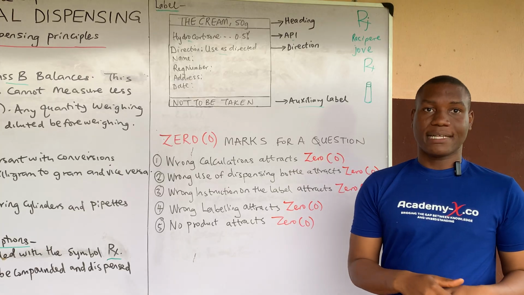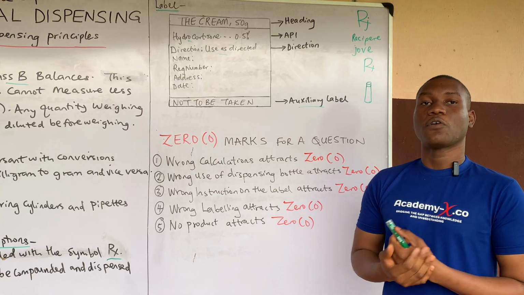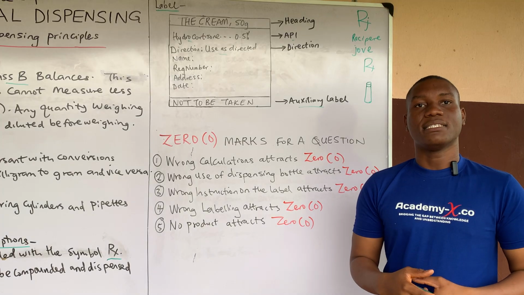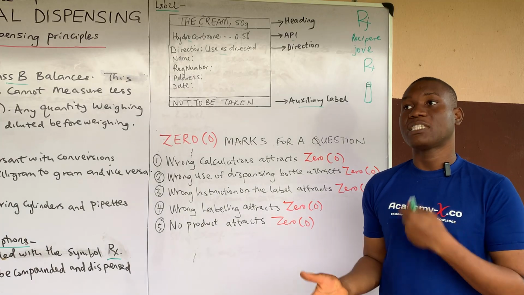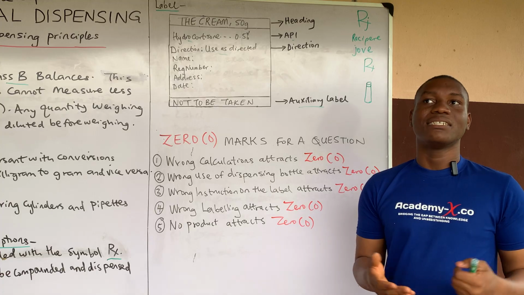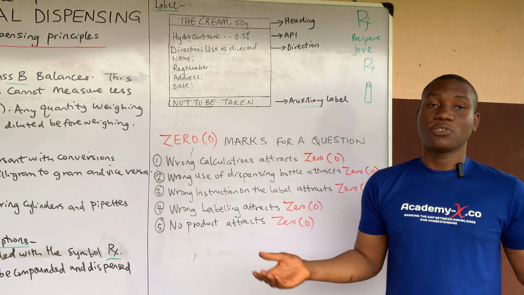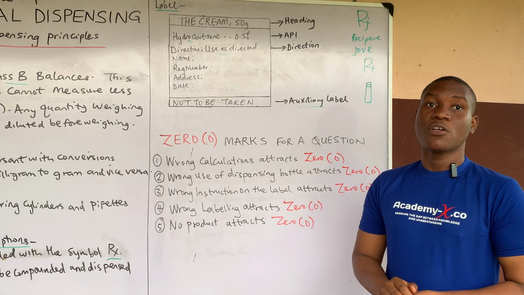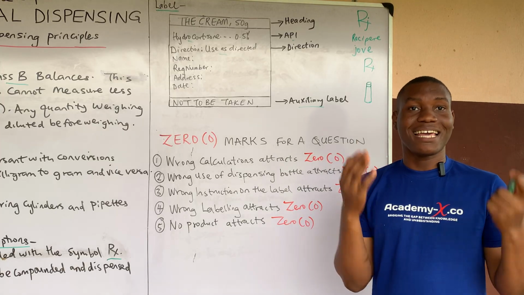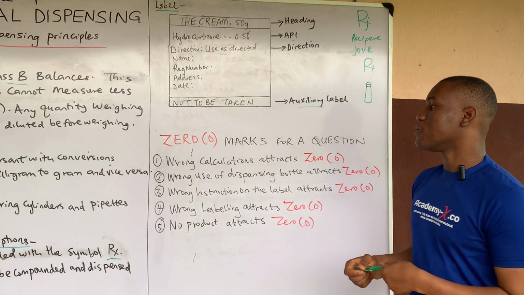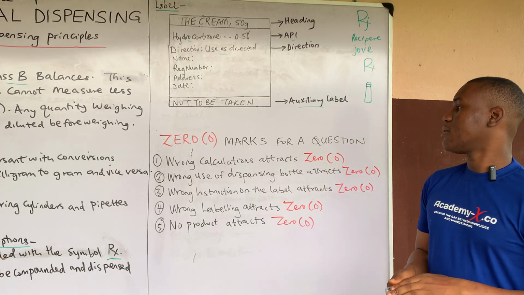No product attracts 0. If you don't have a product at the end of the day, you attract 0 marks for the question. Maybe your product may not be really attractive, you still get your mark. Maybe they will deduct marks from a product, but not presenting any product at the end of your exam will attract 0 marks for the whole question. So these are the 0 marks for a question chapter.